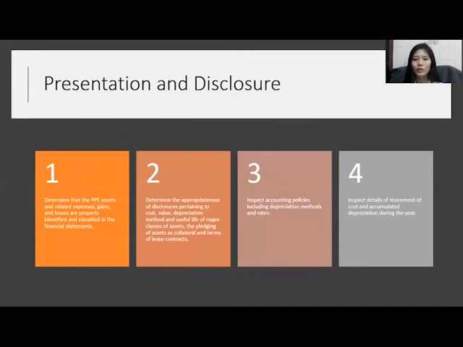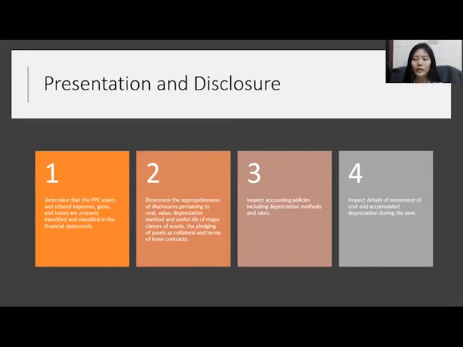Presentation and disclosure. In this section, the concern is to ensure all disclosures have been made in compliance with accounting policy and procedure. Types of presentation and disclosure in the PPE audit include: first, determine the PPE assets and related expenses, gains, and losses are properly identified and classified in the financial statement. Second, determine the appropriateness of disclosure pertaining to cost, value, depreciation method, and useful life of major classes of assets, the pledging of assets as collateral, and terms of lease contract.